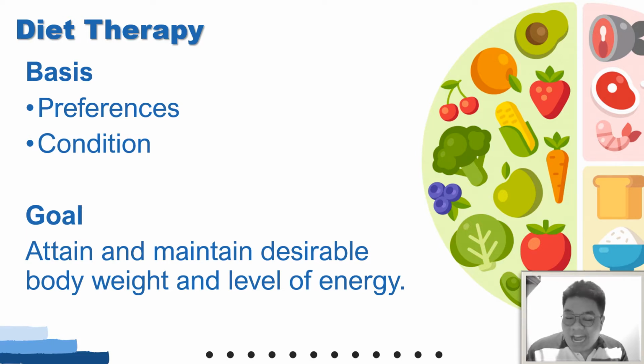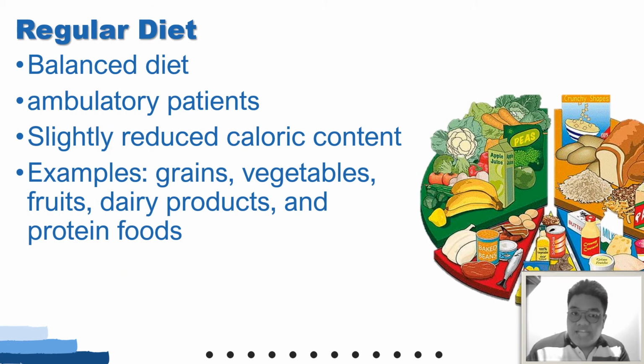So class, the high caloric intake of your patient would be needed. About the first therapeutic diet, you have your regular diet. Oftentimes in the hospital setting, we will call this full diet. Okay, full diet. So when I say regular diet, it's usually a balanced diet intended for ambulatory patients. It may have a slightly reduced caloric content depending on the condition of the patient.